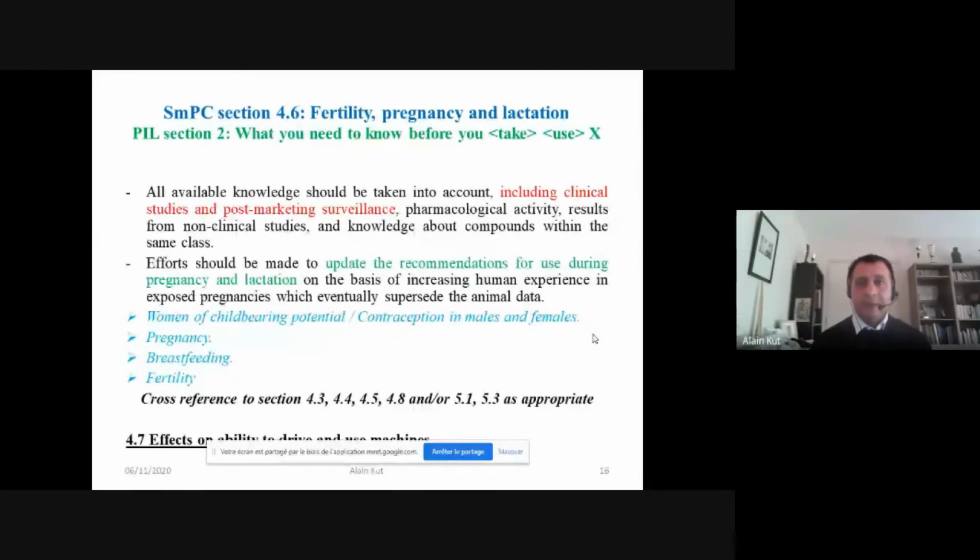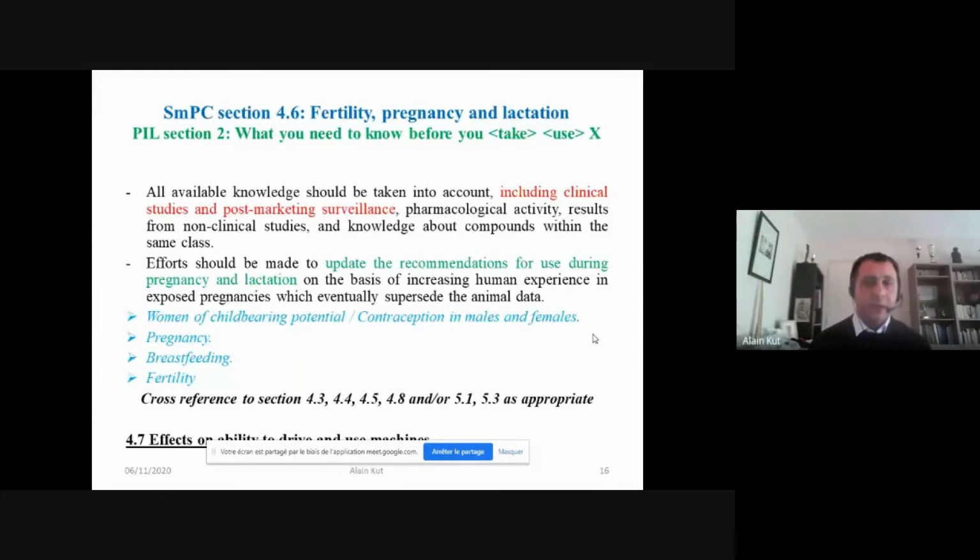Basically, this section includes information coming from clinical studies and post-marketing surveillance. Pharmacological activity results from non-clinical studies, which is stated in section 5.3, preclinical safety data, and knowledge about compounds within the same class.